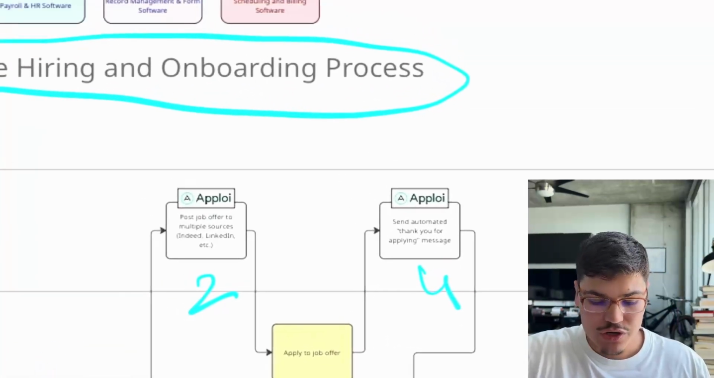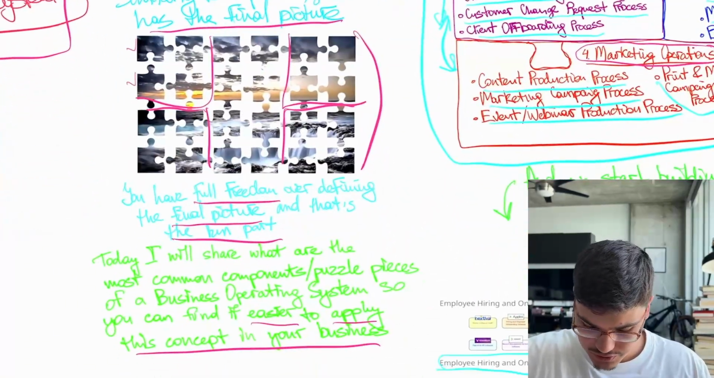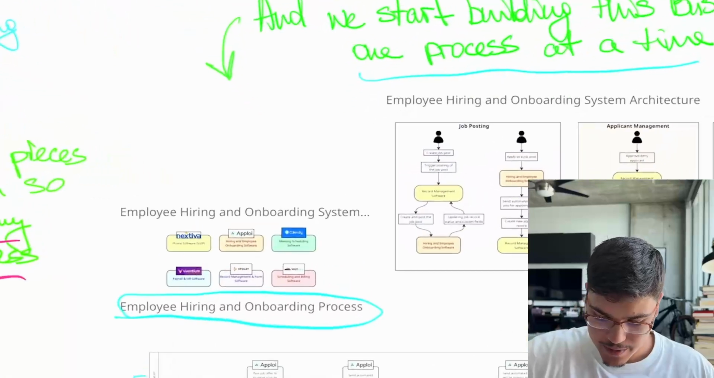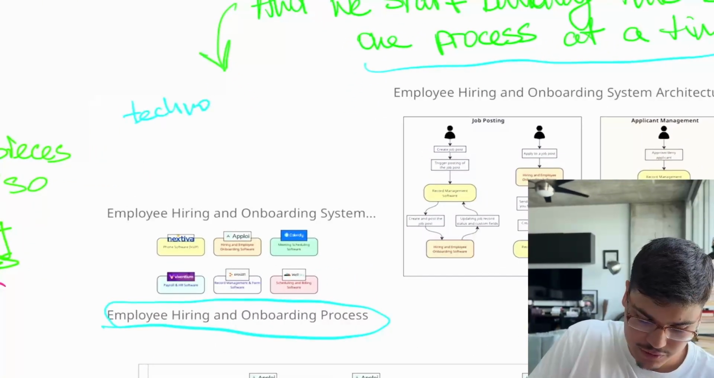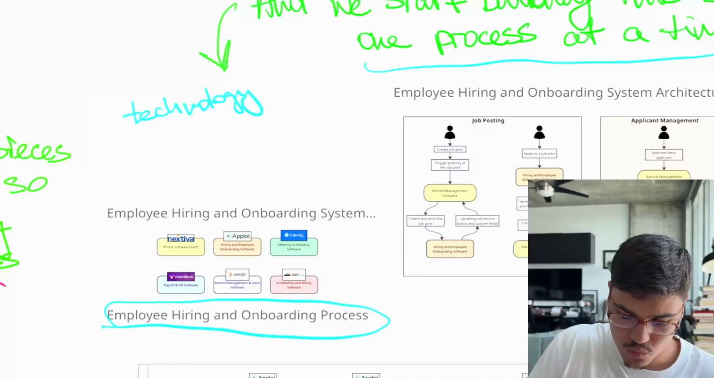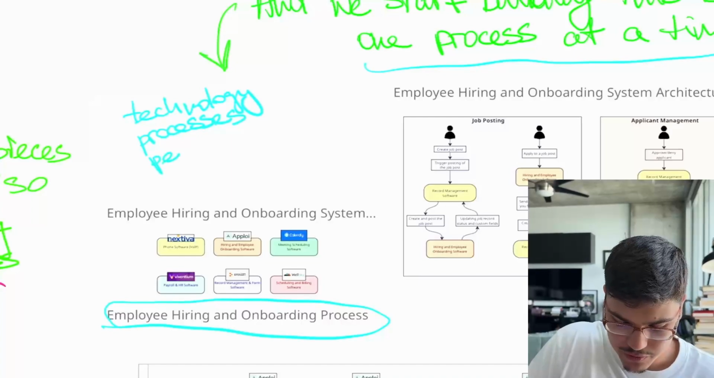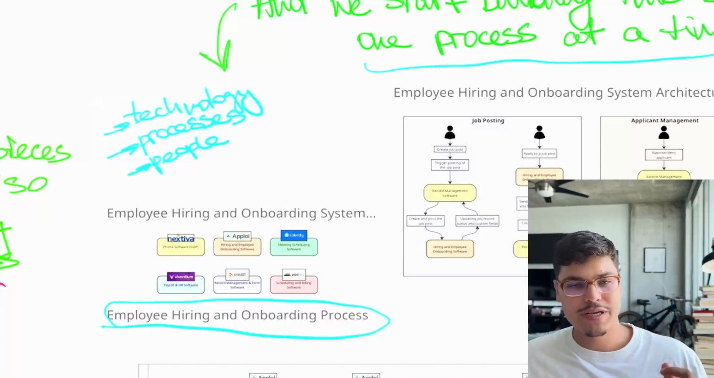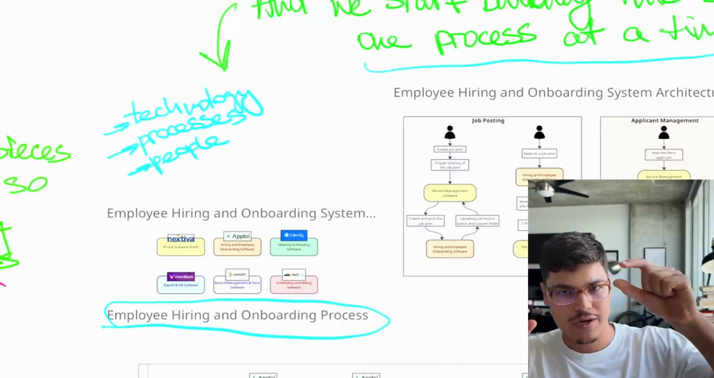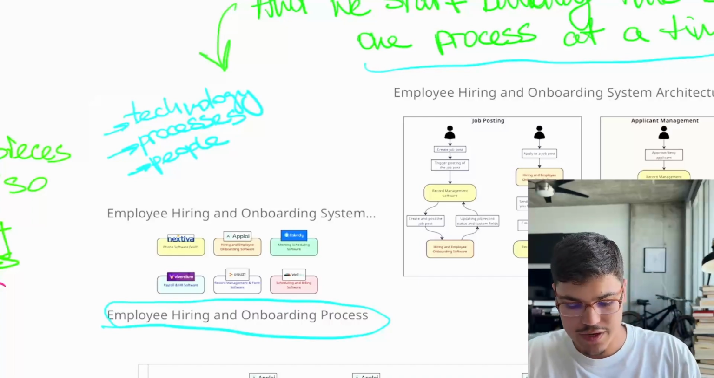Because now you start aligning, if you remember, if I go back here, the 3 components. I don't think I actually mentioned this here, but there are 3 components of the business operating system. The first one is going to be your technology. I'm going to put it here. The second one is going to be your processes. And the third one is going to be your people. All right, so when you align these 3 components together, this is basically the whole idea of putting that puzzle piece into its spot. So this is aligning these 3 components.